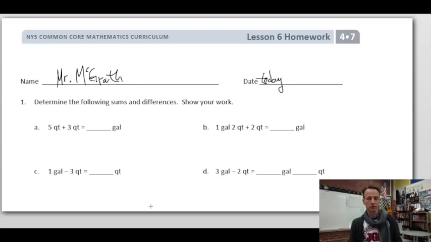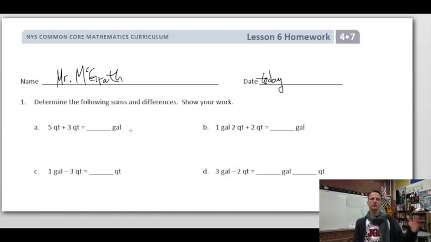Determine, our instructions read, the following sums and differences. Okay, show your work. That's important, because otherwise you would just write a number on each of these and be like, well, where did you get that number from? I don't know. All right, so 5 quarts plus 3 quarts.